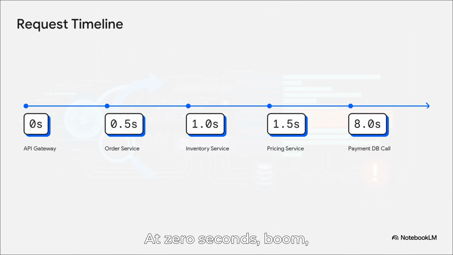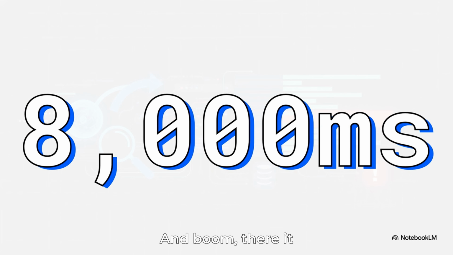At 0 seconds, boom, it hits the API gateway. Half a second in, the order service picks it up. By 1.0 seconds, it's at the inventory service. 1.5 seconds, it hits pricing. Honestly, everything seems totally normal so far. But then, the payment service makes a database call, and the timeline just stretches all the way out to 8.0 seconds. And boom, there it is.